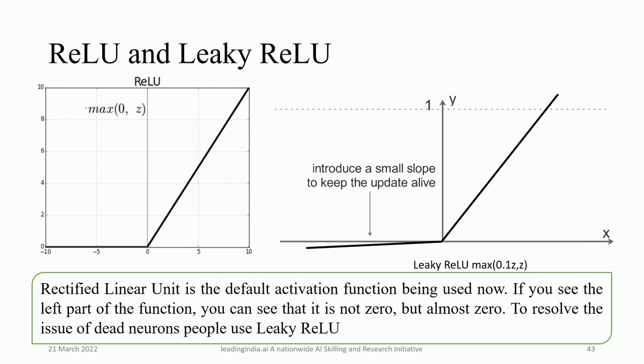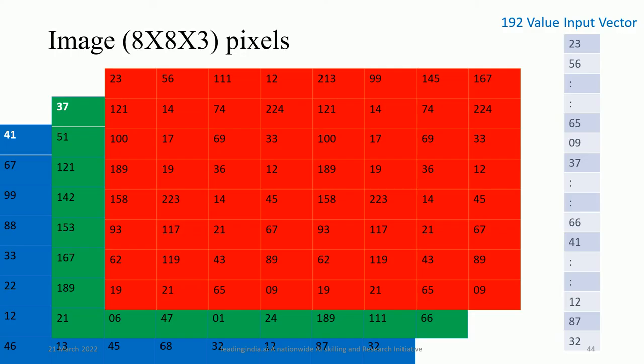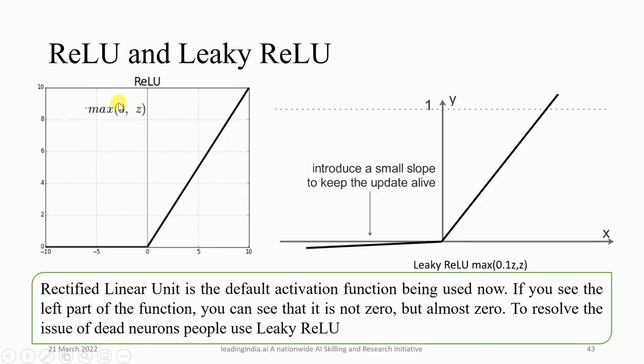And now we have ReLU and leaky ReLU functions. The rectifier linear unit is the default activation function currently used. If we see the left part of the function, you can see that it is non-zero, but almost zero. To resolve the issue of dead neurons, people use leaky ReLU functions. So why is this function very helpful?